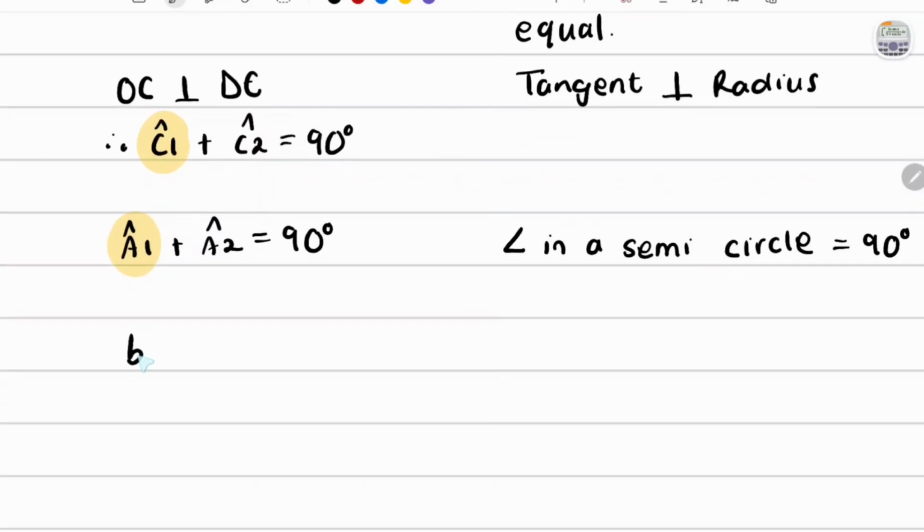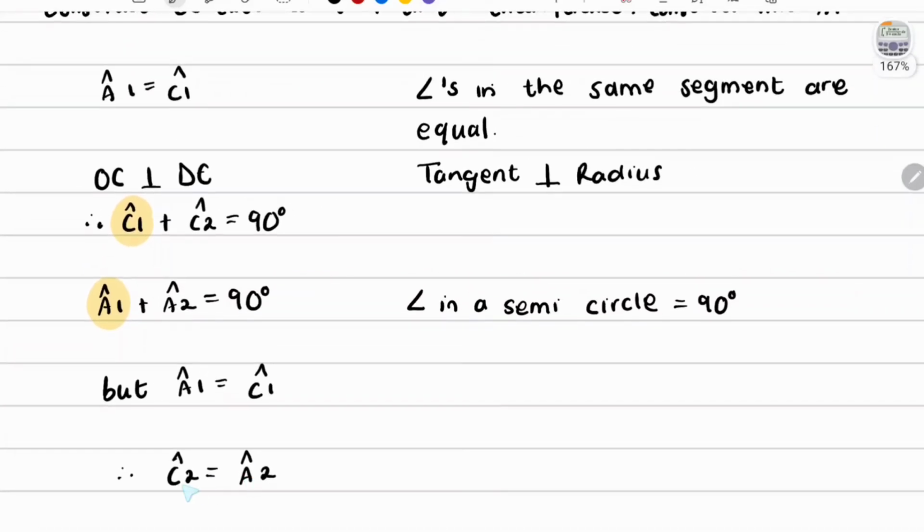Okay, so really what I'll say here is, we know that angle A1 is equal to angle C1. So that would therefore mean that angle A2 must be equal to angle C2. The reason why is because we're focusing on the bottom first. Angle C2 is equal to angle A2.